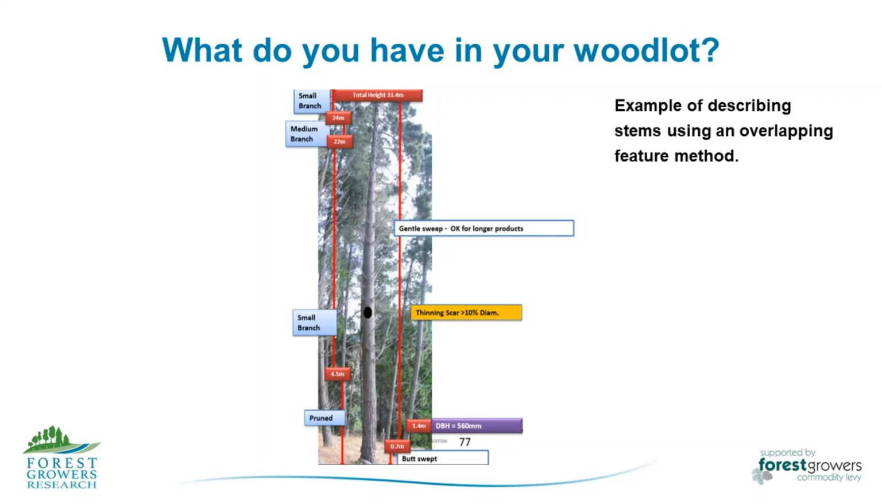Most pre-harvest forest inventories in New Zealand today use the PlotSafe overlapping feature method for describing the stems within each plot. First, diameter at breast height and tree height are measured. Then the cruiser assesses where branch size changes up the stem. Then sweep is assessed. Finally, the location of other features such as broken tops, scarring, rot, and forks are recorded.